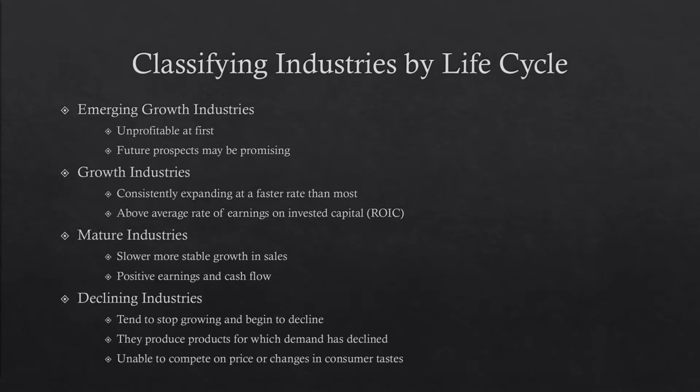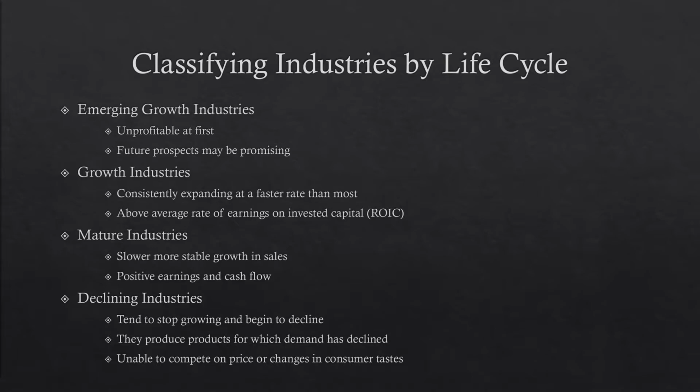So next we are going to be classifying the industries by life cycle. So this is basically another way to classify stocks. You can put them in these different industries based on their life cycle. So life cycle starts off with emerging growth industries. So these are companies that tend to be unprofitable at first, but their future prospects may be promising.